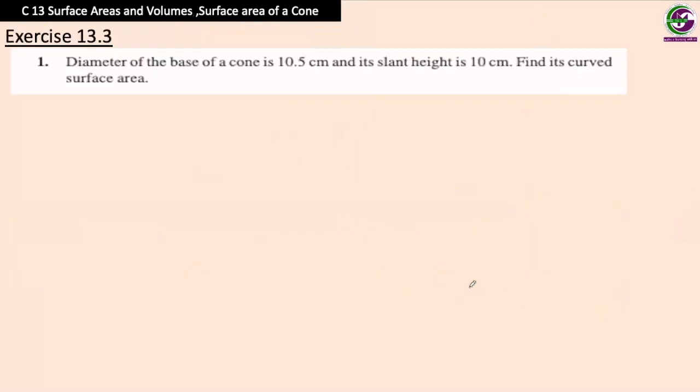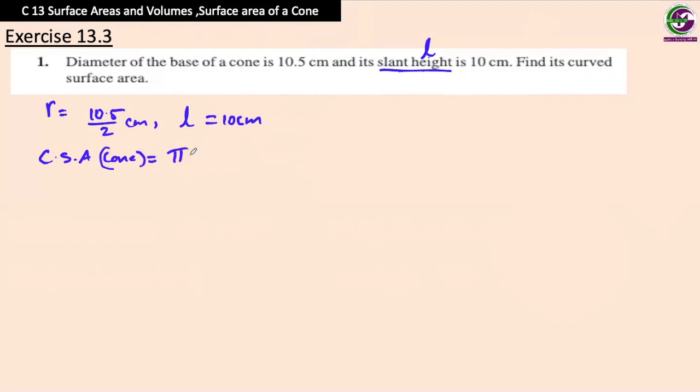Moving on to the exercise. Diameter of the base of a cone is 10.5 centimeters, and its slant height, which means L, we are given L. So diameter we have, but we need radius. So radius is equal to 10.5 divided by 2 centimeter. And the slant height, you have to be careful. Are they giving you slant height or height? So this is slant height, which is equal to 10 centimeter. Find the curved surface area of the cone. That is the question. And first of all, we will write the rule pi r L.